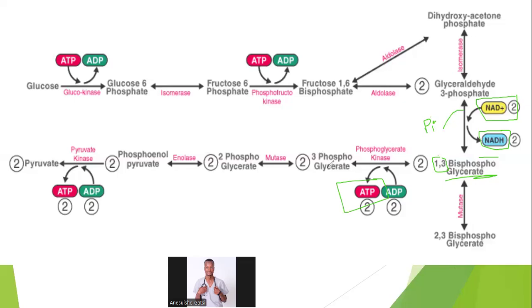Yes, I'm following. Then from your 3-phosphoglycerate, you're going to get a mutase, which simply changes the position on which your phosphate molecule is. Initially, the phosphate molecule was on the 3 position. It's going to change it to go to the second carbon moiety. So you then form something called 2-phosphoglycerate.